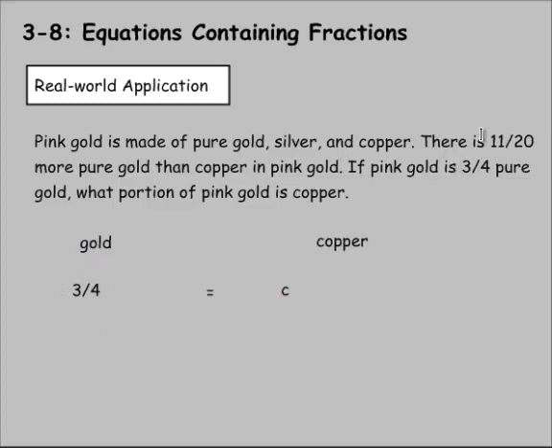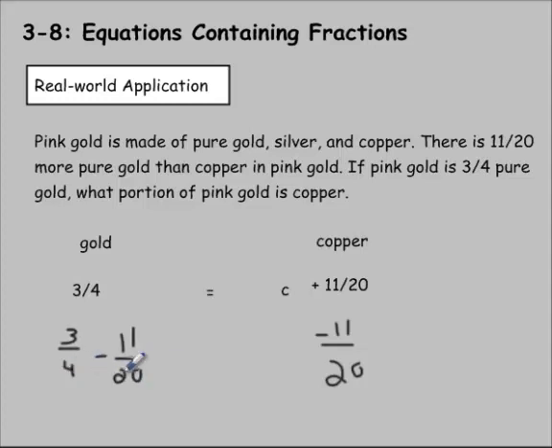Well, we know that pink gold has 11/20 more gold than copper. So how would you get this to equal that? Well, if we added 11 over 20 to copper, that would get it to equal it, right? Because it was less than by that much. So this would equalize it out. So we're adding 11 over 20. So to get rid of that, we would subtract 11 over 20 from both sides. So 3/4 minus 11 over 20.